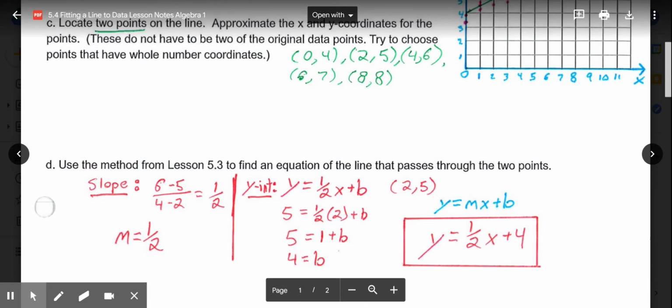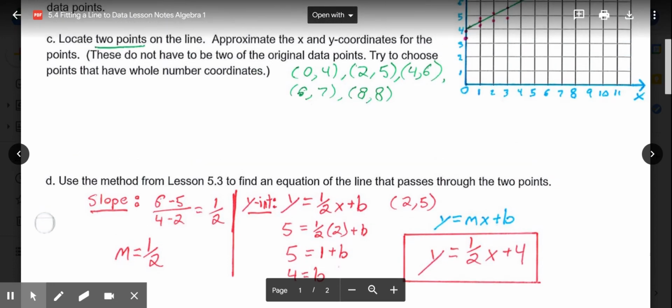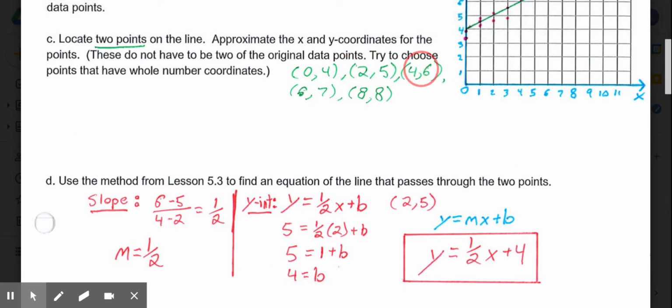The 2 points that I decided to use were (2, 5) and (4, 6). So the 2 points that I'm using for my slope come from (2, 5) and (4, 6). On top, change in y would be 6 minus 5 from my 2 points. On bottom, 4 minus 2. So that tells me the slope of the line of best fit is 1/2, or up 1, right 2.